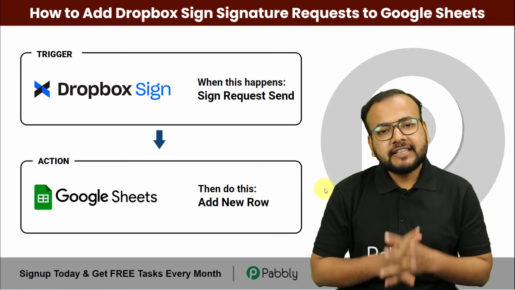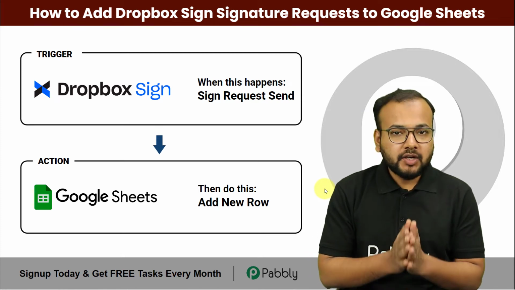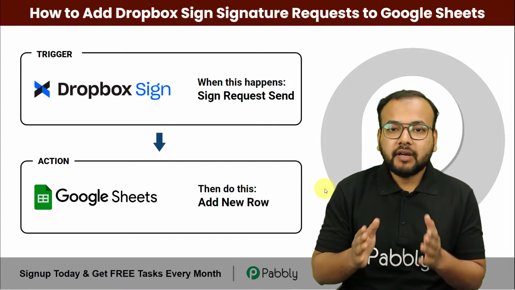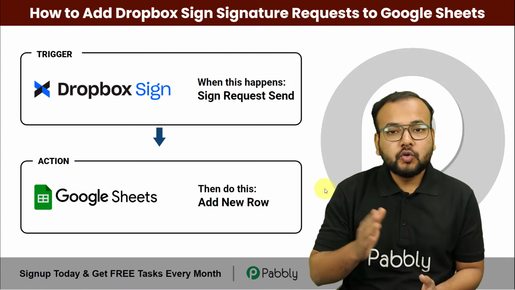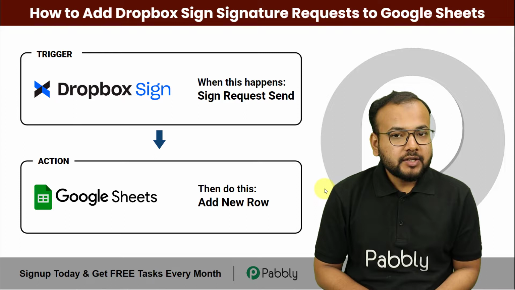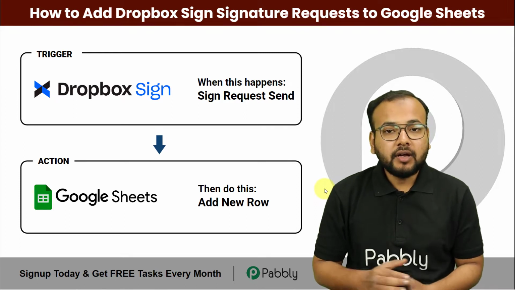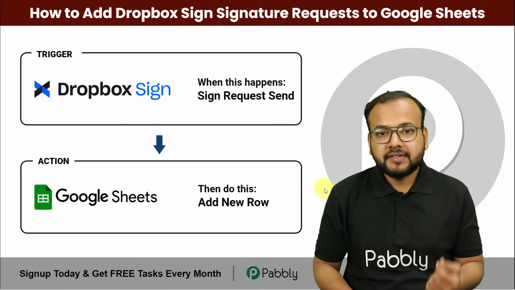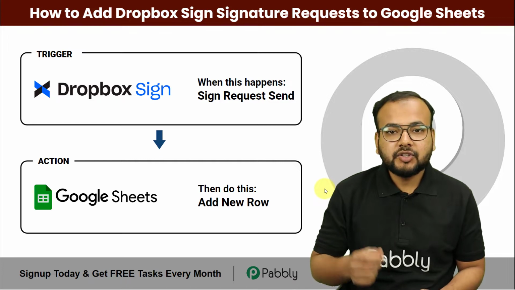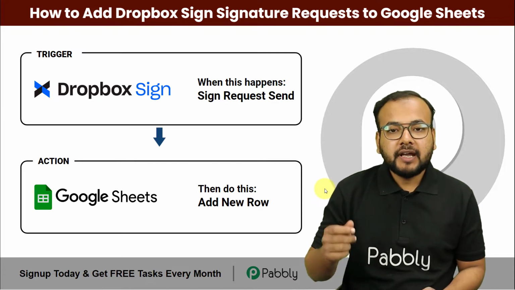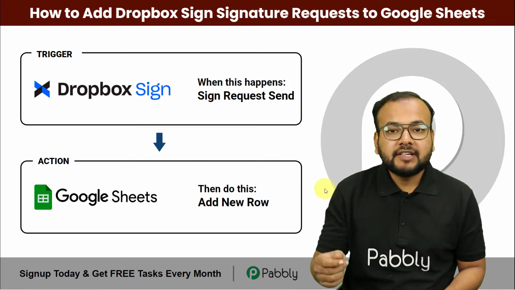Welcome back. In this video, you will learn to add Dropbox Sign signature request details into your Google Sheets automatically. So guys, Dropbox Sign, or HelloSign as it was previously called, is an e-signature application by which you can get your documents signed digitally.